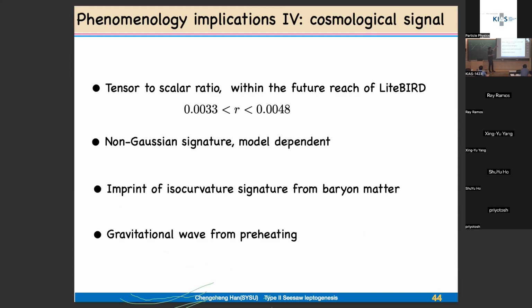Also there are some cosmology signals. For example, we have some predictions for inflation, and because it's a two-field model, we have some non-Gaussian signature, some isocurvature signature, and some gravitational waves, which we need to calculate.